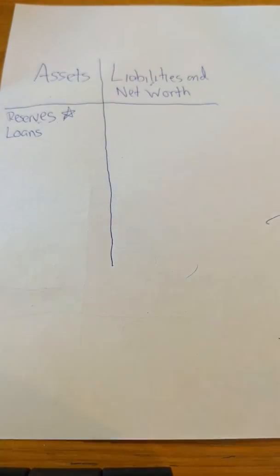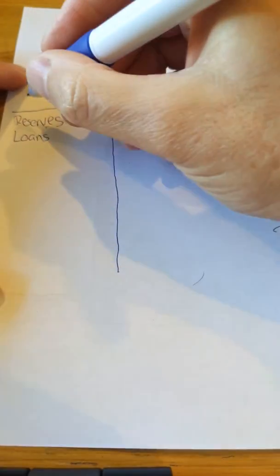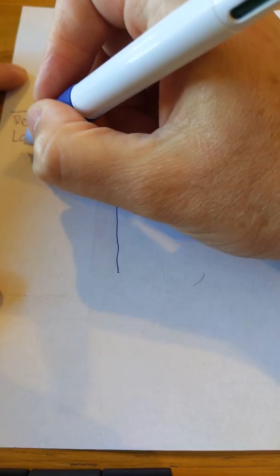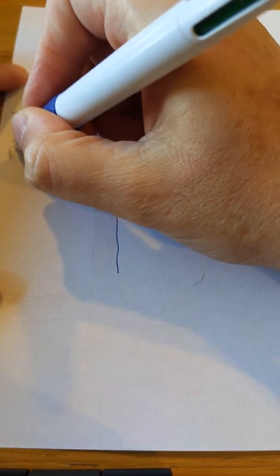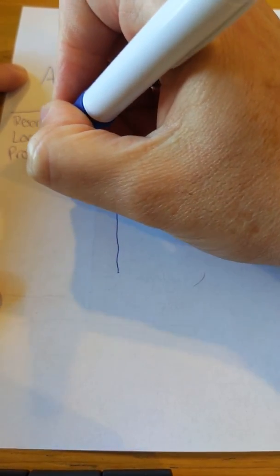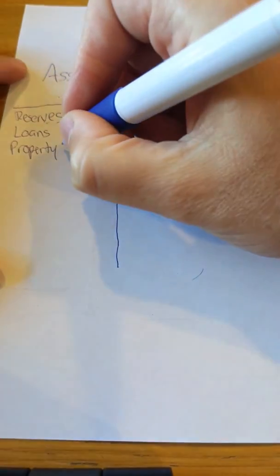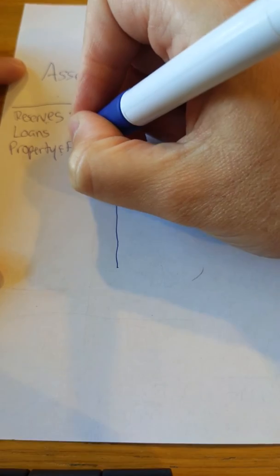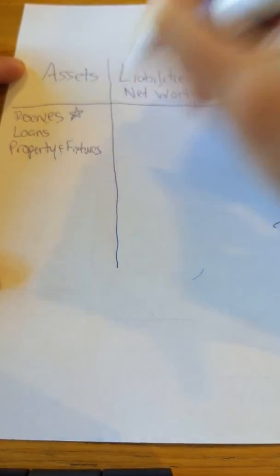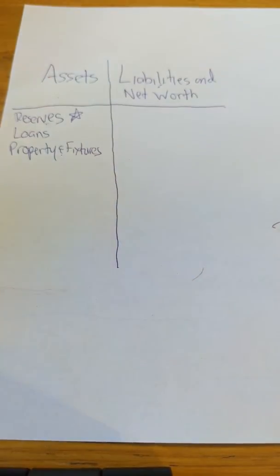Okay. Additionally, another thing that goes in this category would be property. So that's the bank, obviously. It's called property and fixtures sometimes. So all the stuff they have, right? ATM, whatever, property and fixtures.